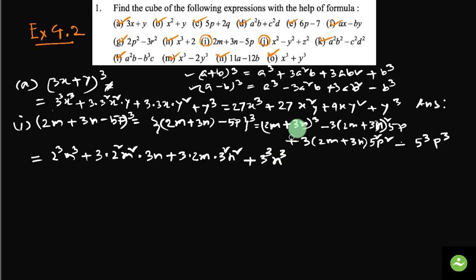I think you understand up to this. I just simplified this part, 2m plus 3n whole cube, and that's the value we got. Now let's simplify the other quantities. This is minus 3 into this is a plus b whole square. So let us apply that formula. We know a plus b whole square equals to a square plus b square plus 2ab. I won't write it, you know it.